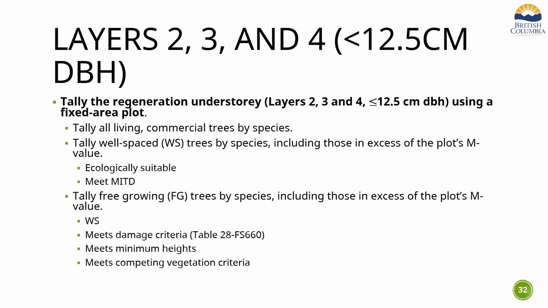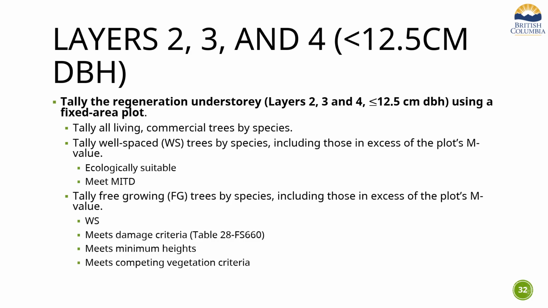Okay, with that background info out of the way, we're going to move on to our next step, where we're going to collect information on our understory trees, our layers 2, 3, and 4. So to do that, we're going to switch back to our fixed area plot again. So the data collection will be based on the plot cord swing. We'll start by tallying all living trees by species as per normal. So we're only counting trees that are listed in the FS 660 species table, and we're excluding germinates using the normal germinates definition.